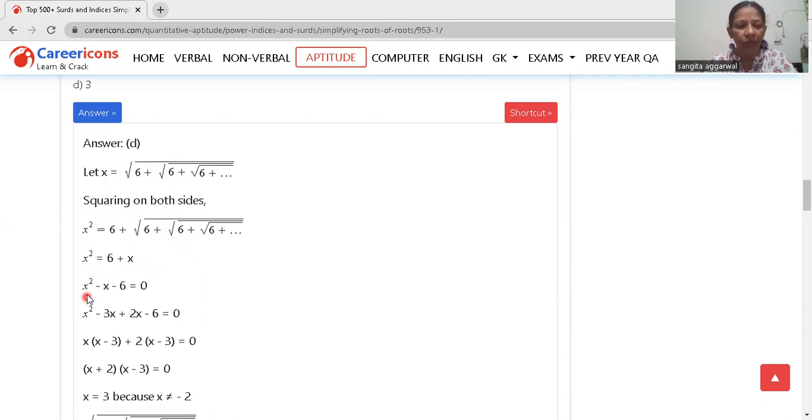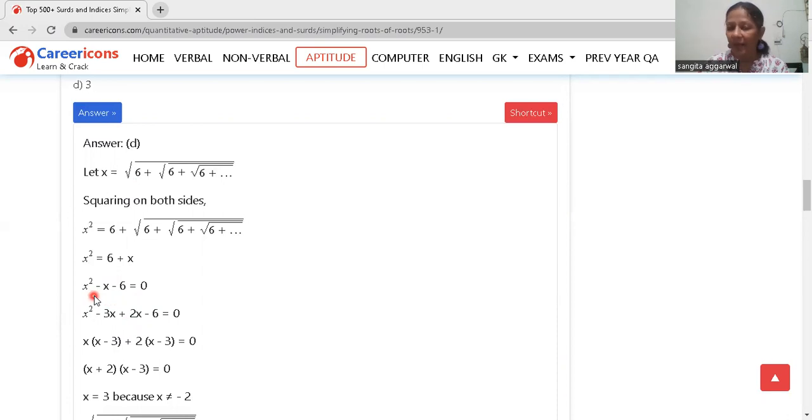So x. Now this is the quadratic equation we have to solve. Now x squared, then minus x on the left-hand side we have taken, then minus 6 is equal to 0. Now we have to take the factors of 6. So 3 and 2 are the factors of 6. We have to do the factorization here.